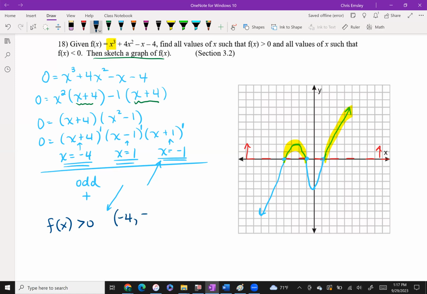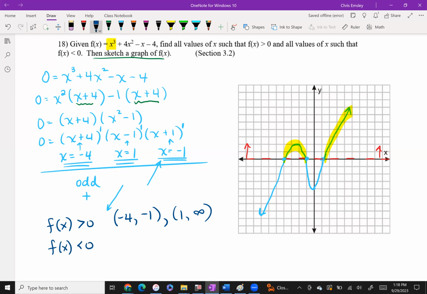and continues to -1. That whole part is above the x-axis. And then the second highlighted area starts at 1 and it stays above for the rest of the curve. So those are the intervals where the x values give us a positive result from our function.